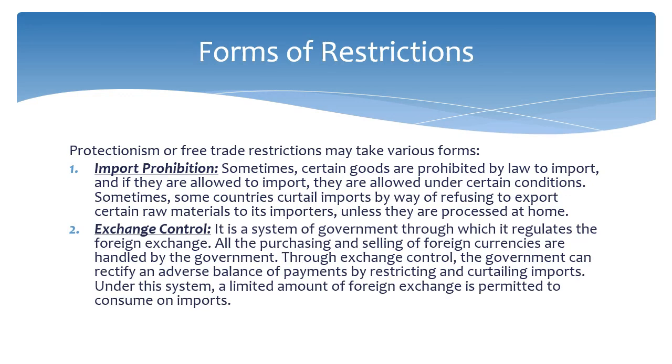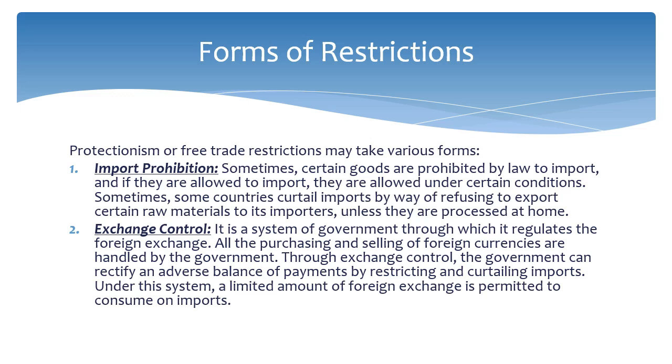Forms of restrictions. Protectionism or free trade restrictions may take various forms. 1. Import prohibition. Sometimes, certain goods are prohibited by law to import, and if they are allowed to import, they are allowed under certain conditions. Sometimes, some countries curtail imports by refusing to export certain raw materials to its importers, unless they are processed at home.